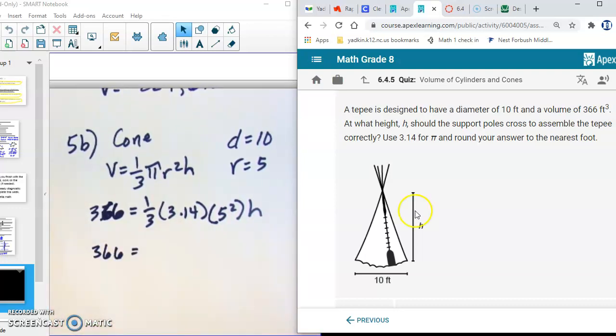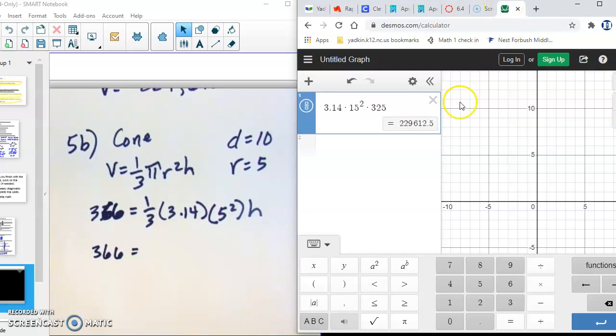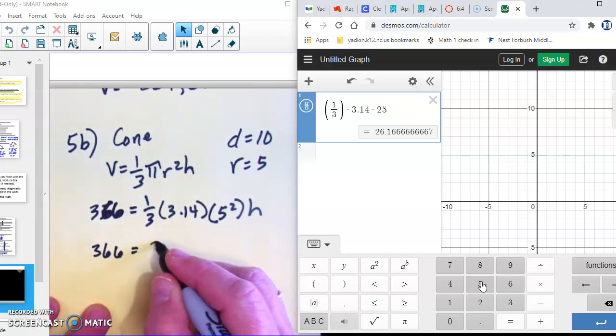366 is equal to, go to Desmos and put this in parentheses. I'm putting my 1/3 because it's a fraction. That's why I usually put that in parentheses. Times 3.14 times, what is 5 squared? It's 25. Okay, so if we round that, let's round it to the hundredths place, 26.17.